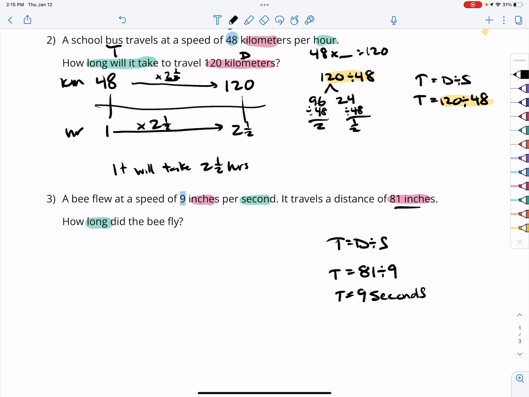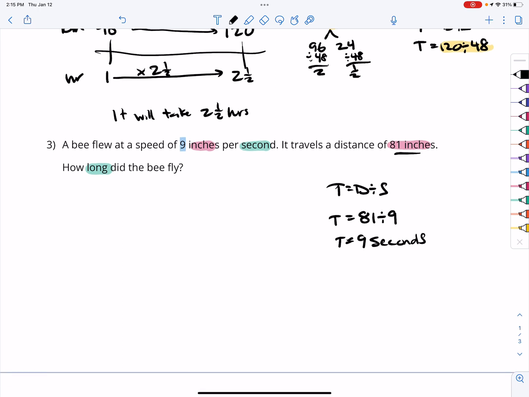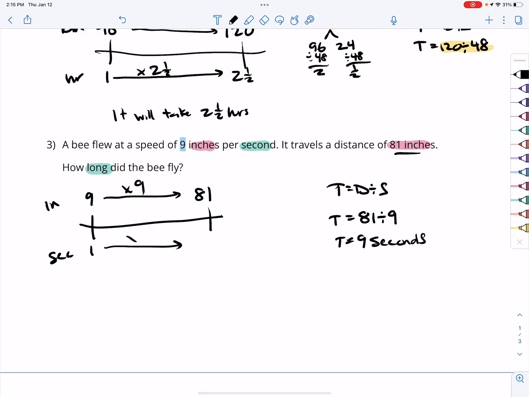Now, there's nothing visually or nothing obvious that helps me confirm that that is the correct operation. So I'm going to quickly do a little rate line to make sure that this work is correct, because I don't want to do a silly mistake. So this is inches per second, and it travels at 9 inches in 1 second. We need to know how far for 81. So 9 times 9 will mean that it took 9 times as long, so that'll be 9 seconds. Great. That checks out.